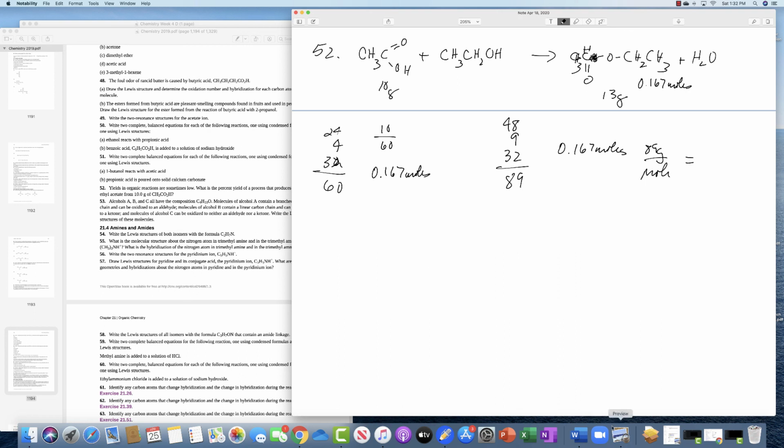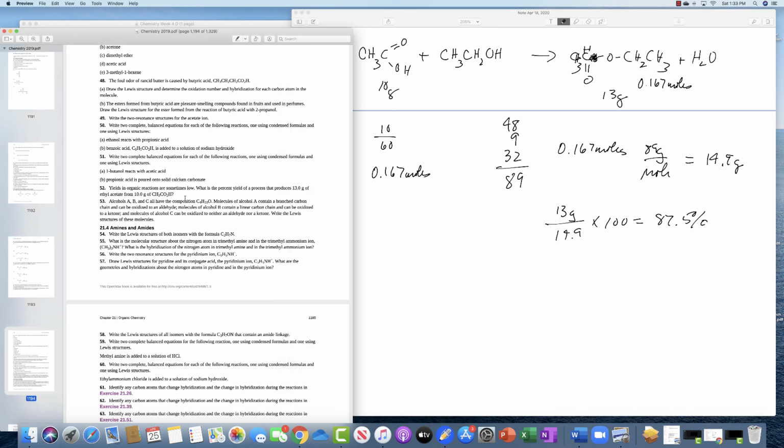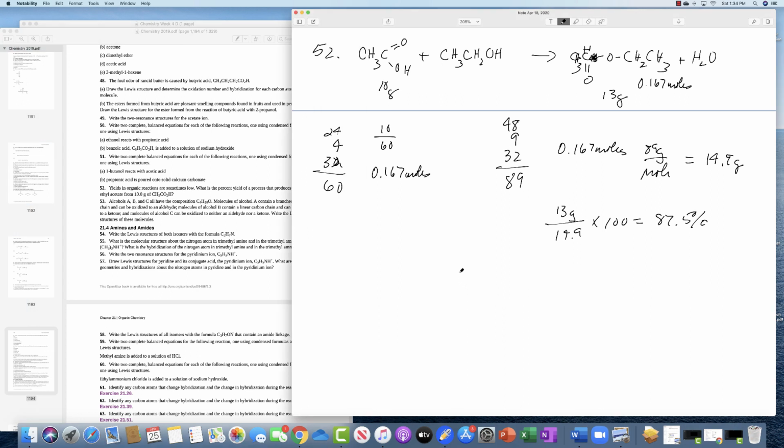So we should have 14.9 grams. So the percent yield here is 13 grams divided by 14.9 times 100, 87.5%. Now that doesn't sound like a bad yield to me. I'm not quite sure why they think that's a bad yield unless I did something wrong over here. If I did, I don't see it. So if you guys find a mistake I made there, you can let me know by email.